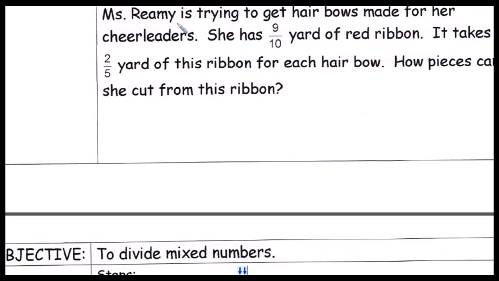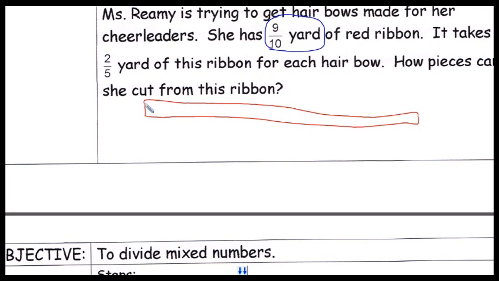Okay, so right now we know that Ms. Remy is trying to get hair bows. Okay, then she needs them for her cheerleaders, and we know that she has 9/10 of a yard of red ribbon. Okay, so let me choose the red one here, and I'm going to draw a strip. It's going to represent my red ribbon. I know it's not very straight, but it's just the ribbon, so it's okay.